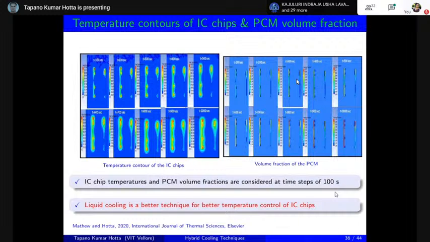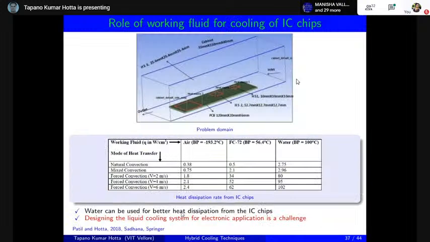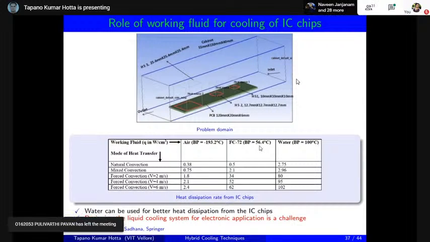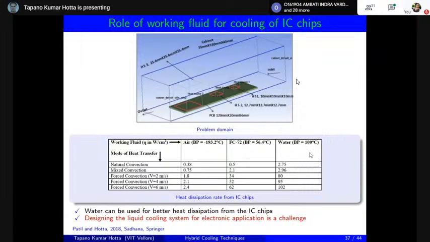I will not discuss in detail, but I will just give a few highlights about our work carried out in our laboratory. We have gone to the last technique, liquid cooling, and we find that this is also extremely useful to bring down the temperature of these IC chips. Okay, and you can see we have tried with air, which has a boiling point of minus 193.2. We have gone with FC72, which has a 56.4 boiling point, and we have gone with water also, 100 degrees centigrade. And we have seen that in water, even in the natural convection mode, you can go to a heat dissipation rate of 2.75 watt per centimeter square.